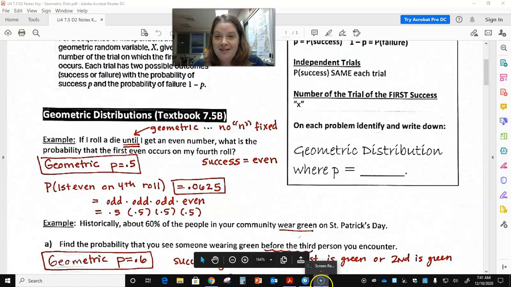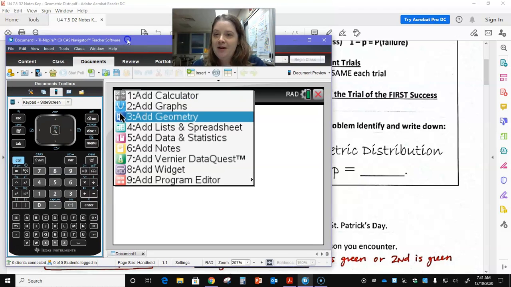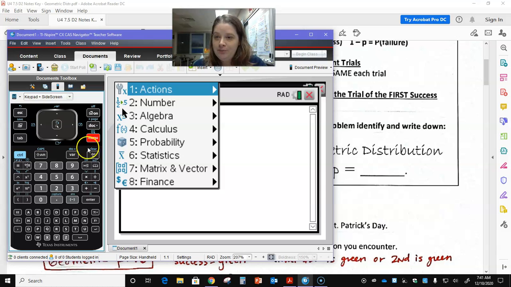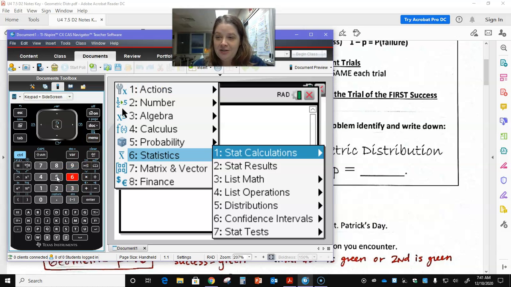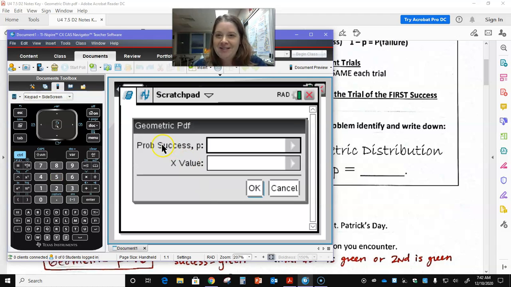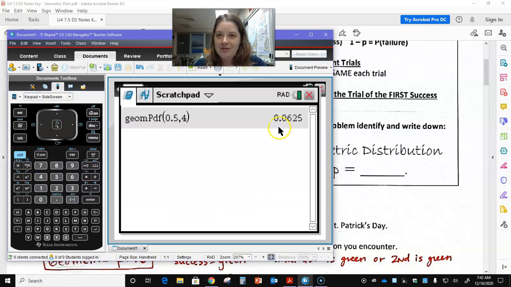I can also do this in my TI-Nspire. Let me bring this up really quick. Okay, so in my TI-Nspire, I'm just in a scratch pad. I'm going to go Menu, Statistics, Distributions, and I have to scroll way down, and I want the one that says Geometric PDF. This is for a single probability, or sorry, a single value of x. So the probability of success was 0.5, and I want my first even to be on the fourth roll. So x is 4. There, I hit OK, and I get 0.0625.